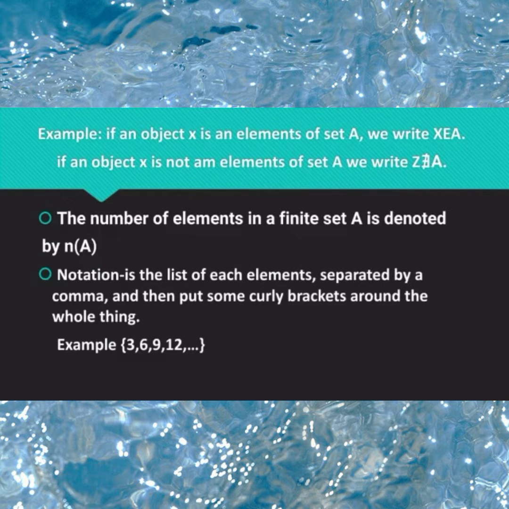Example: if an object x is an element of set A, we write this equation. If an object x is not an element of a set A, we write this equation. Notation is the list of each element separated by a comma, and then put some curly brackets around the whole thing.